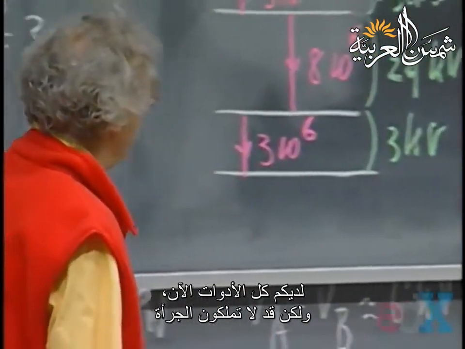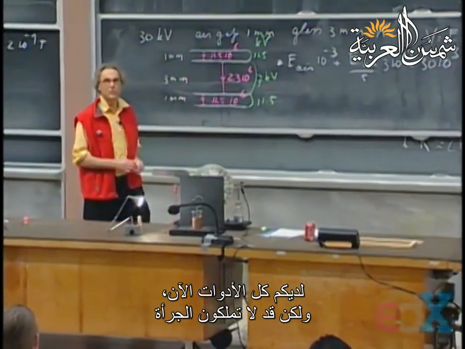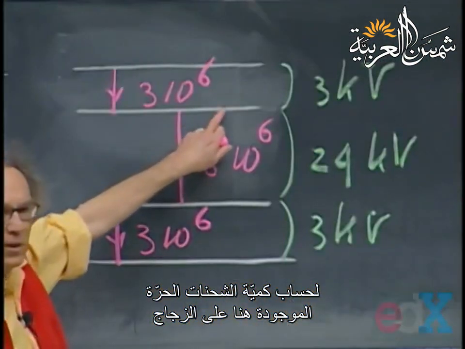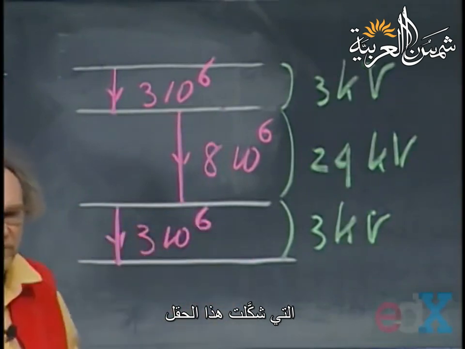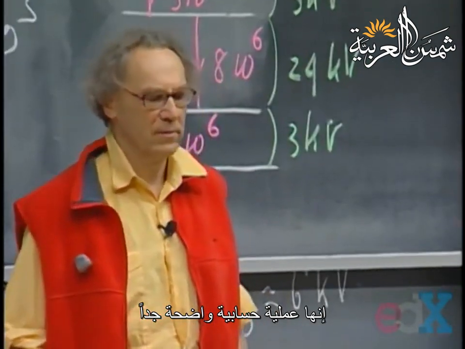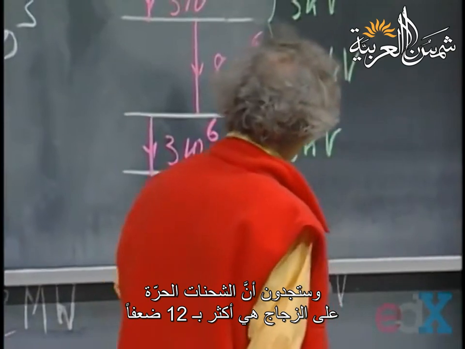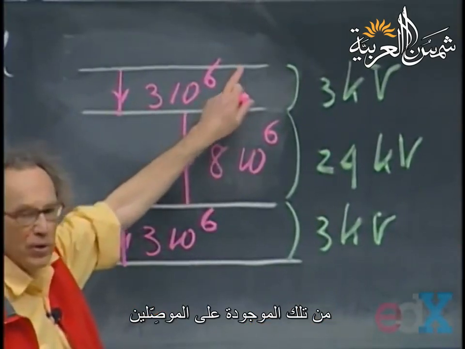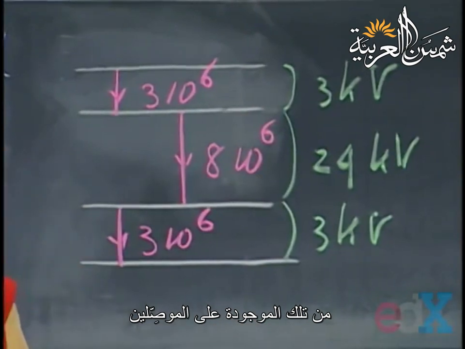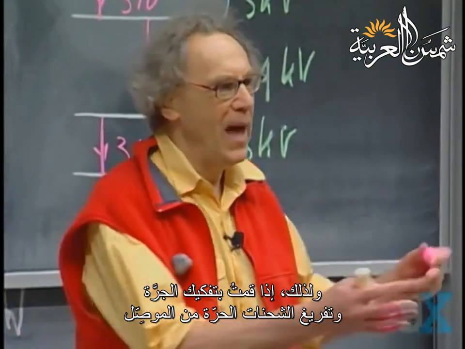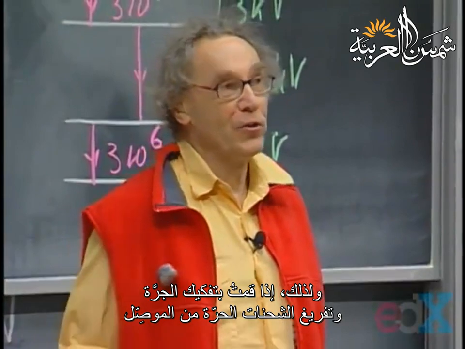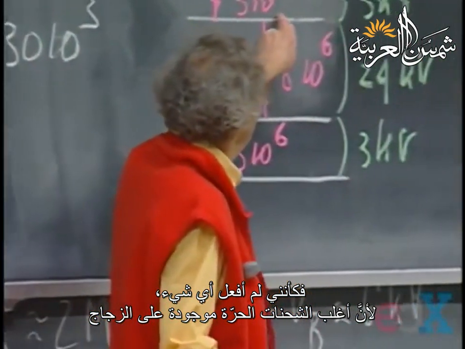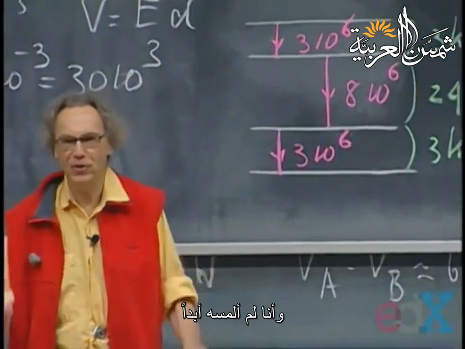You now have all the tools, maybe not the courage, to calculate how much free charge there is right here on the glass to get this field. It's a very straightforward calculation. And you will find that there is 12 times more free charge here on the glass than there is here on the conductor. 12 times more. And so if I disassemble and remove the free charge on the conductors, I have almost done nothing, because most of the free charge is on the glass, and I have not touched that.